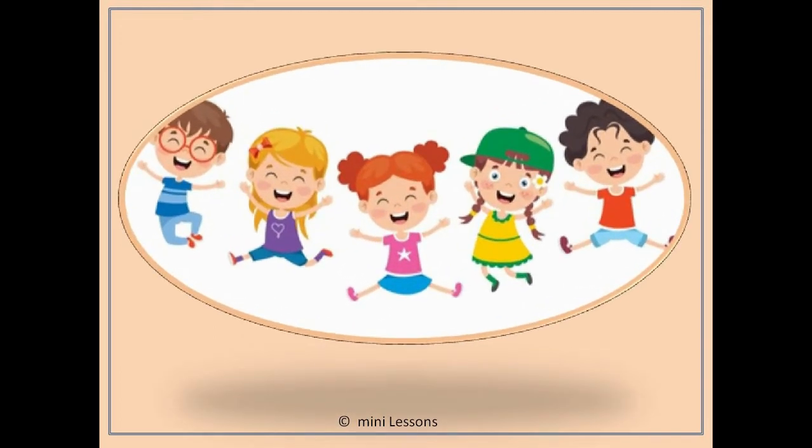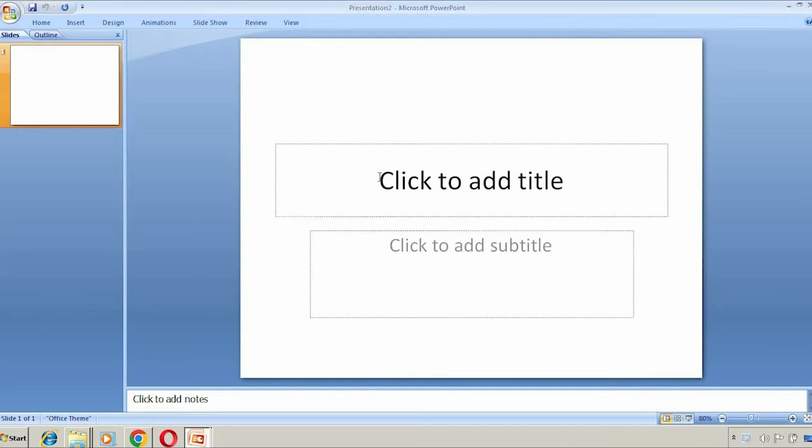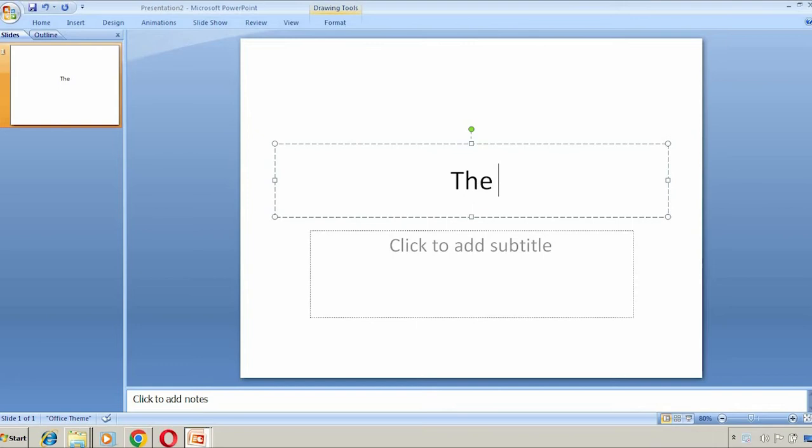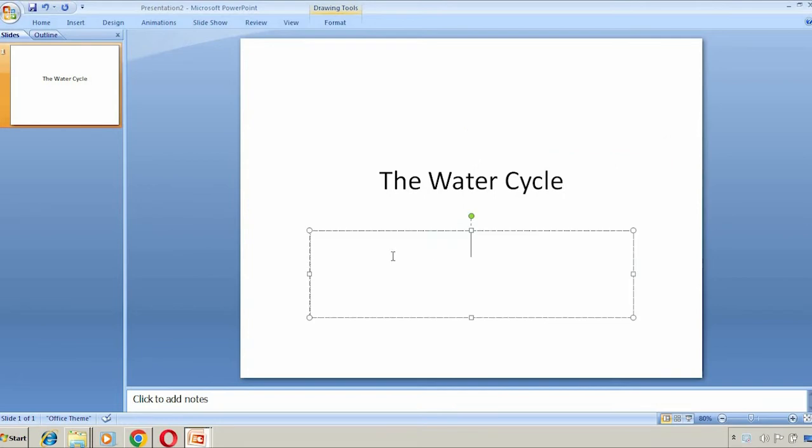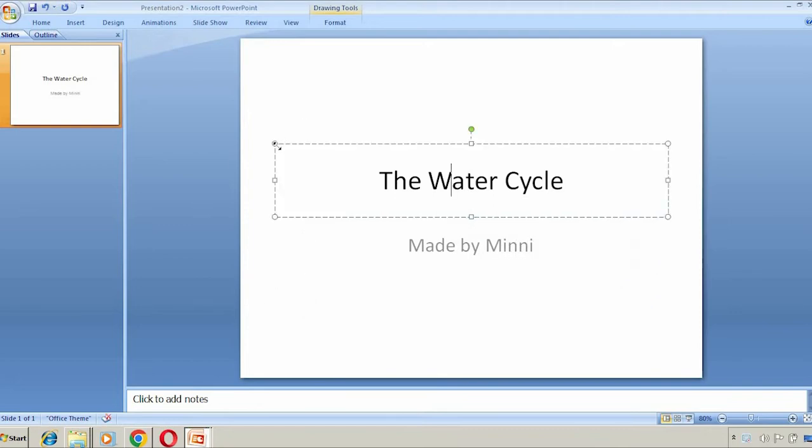Let's start. I'll open the PowerPoint software and choose the title slide layout. In the title, I will type the water cycle. Subtitle, I will write down made by Mini. Let's quickly adjust the text.